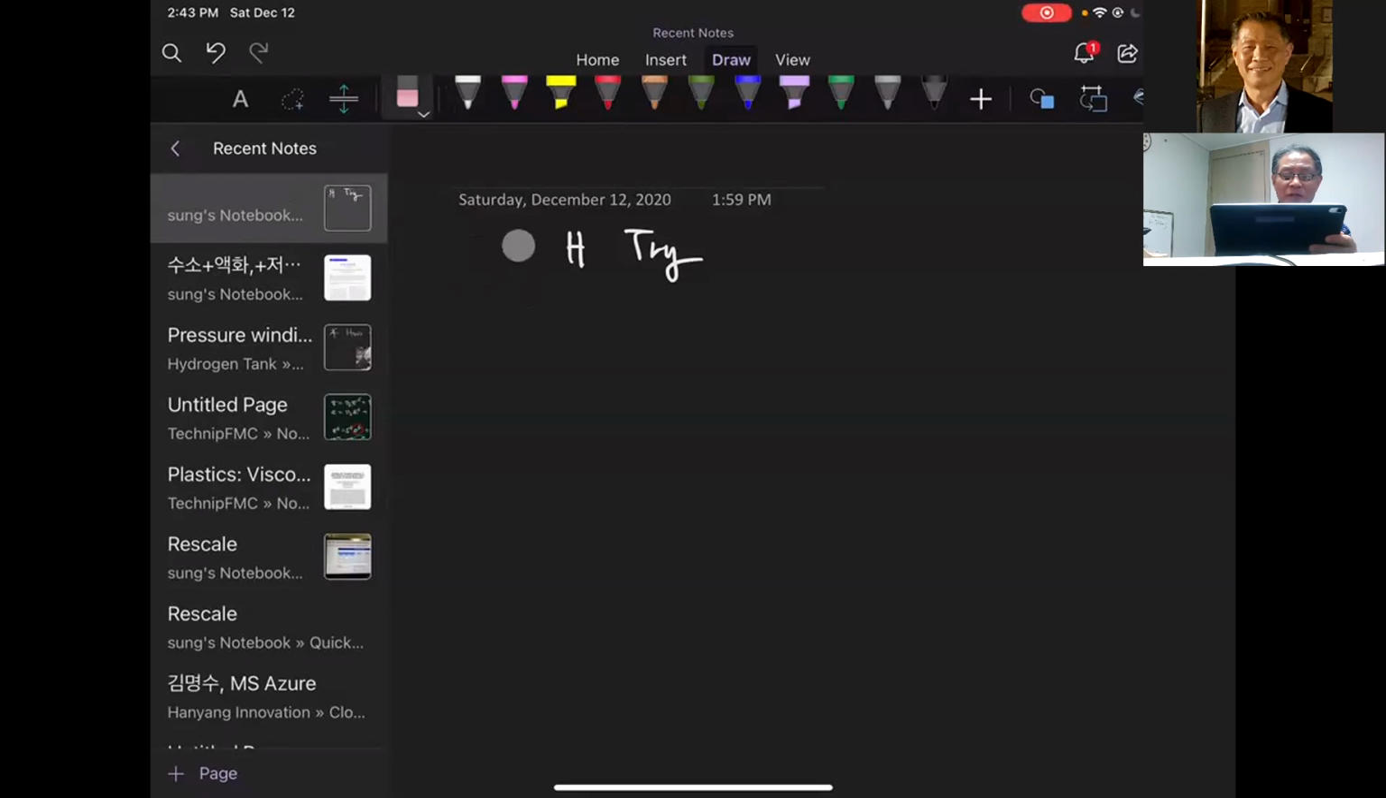I hope it works. What I'm doing now is logging into the device and using an iPad to type in. I hope you see what I write.